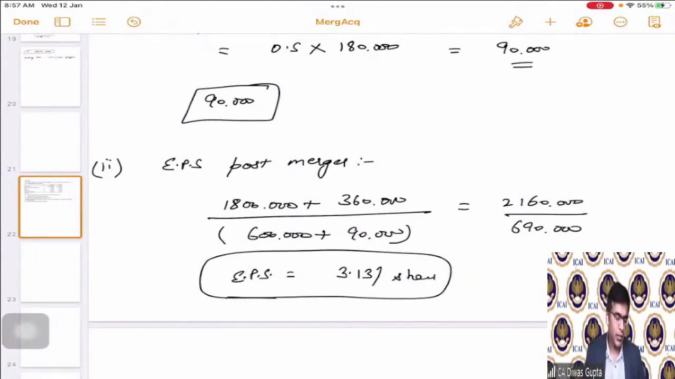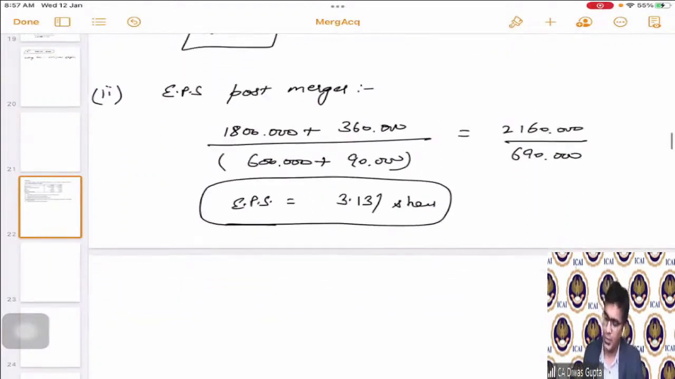So 2160, yes, this is right. 3.13 per share.